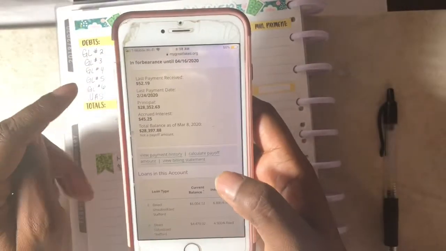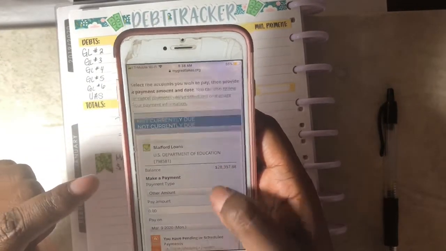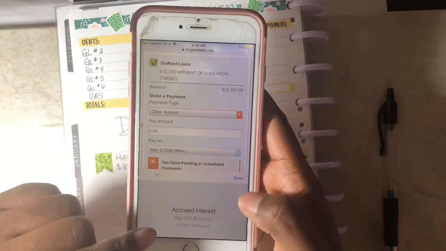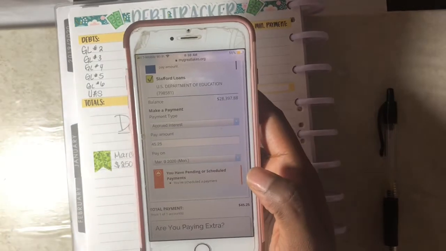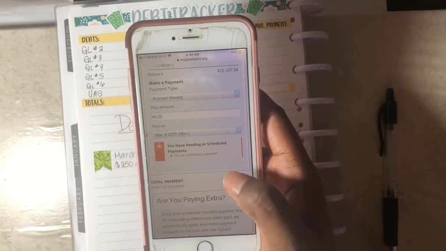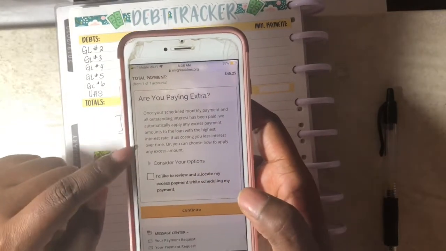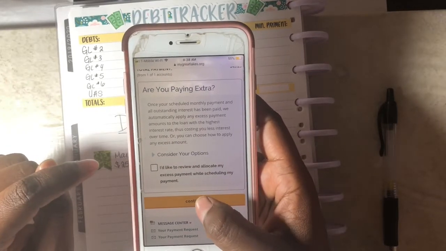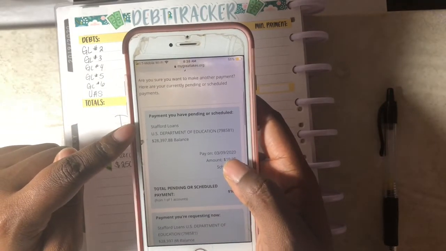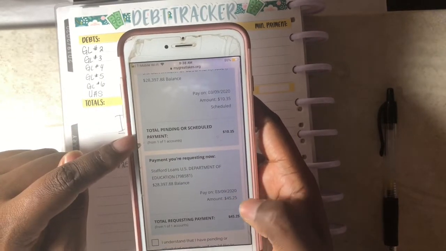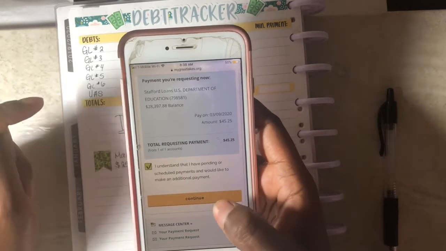All right, so now for the interest, make a payment. Stafford loans, and this time I'm going to select accrued interest, and it'll already type in that $45.25 for me. And I'll have it applied again on March 9th, which is tomorrow. And it's letting me know that I already have a payment schedule, but that's okay. Are you paying extra? No, so I'm going to skip that section, hit continue. It's making sure that I'm aware that I already have a payment scheduled for the $10.35, and I would like to make an additional payment of $45.25, and that is correct. So I'm going to hit continue.